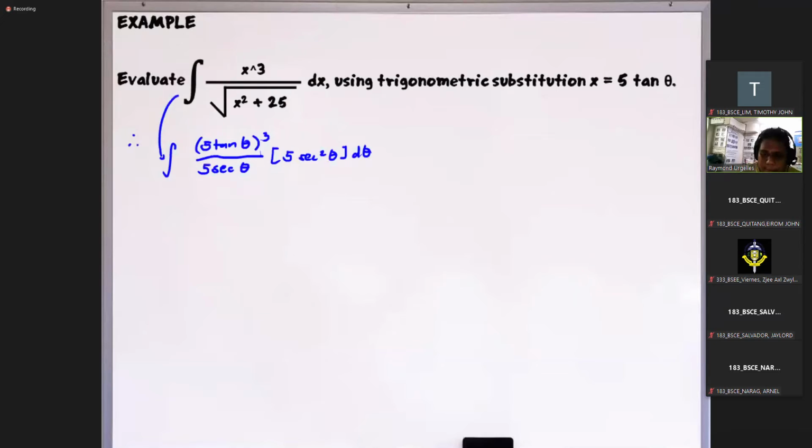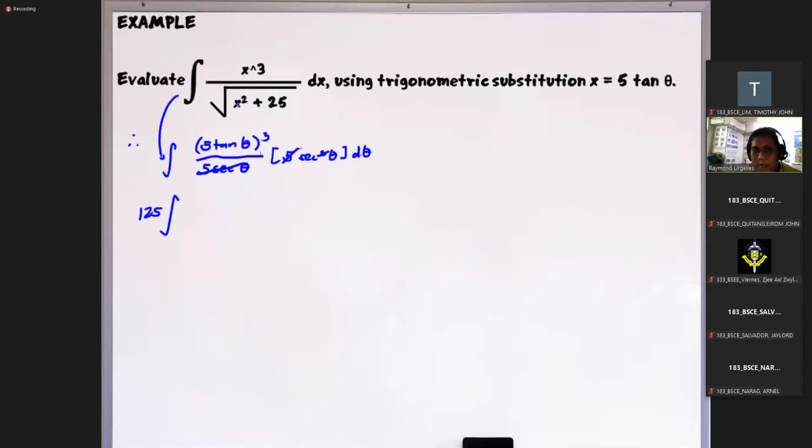Therefore, we can cancel this 5 secant of theta, tapos 5, tapos yung isang secant of theta dito. Then what we will do is we will factor out 5 cubed, so that's 125. Again, same way sa differential calculus, since pwede tayo mag-factor out ng constant, so sa antiderivative, pwede rin tayo mag-factor out ng constant. Pwede natin siyang ilabas ng integration.